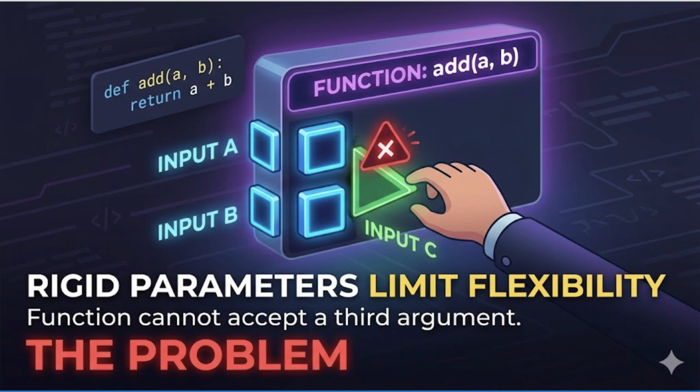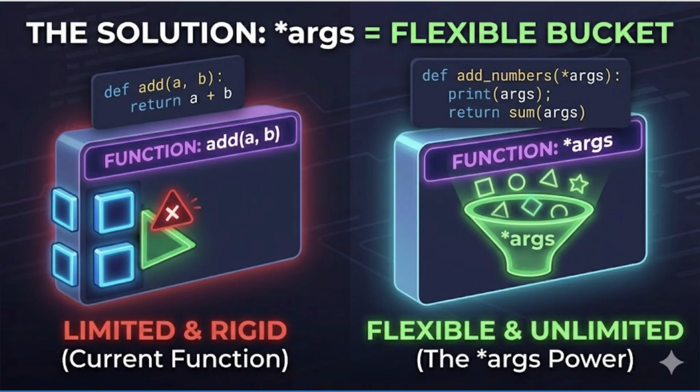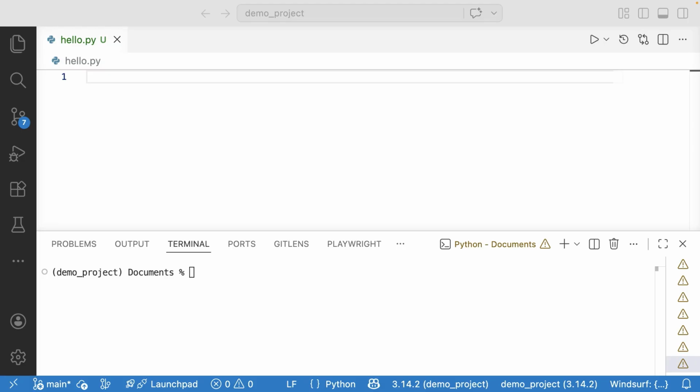Imagine this. You are writing a function, but you don't know how many inputs someone will pass. Maybe one input, maybe 5, maybe 20. If you try to fix the number of parameters, your function becomes limited. So that's where *args and **kwargs become very powerful. So let's start with a simple example.